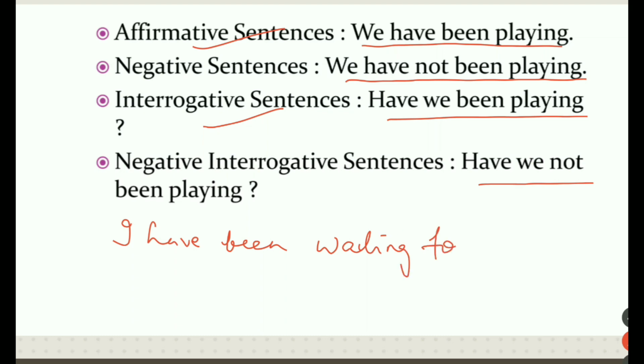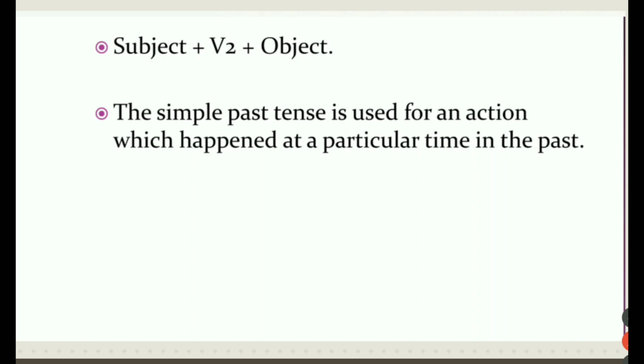I have not been waiting for you. Have I been waiting for you? Have I not been waiting for you? The next form is subject plus second form of verb and object.